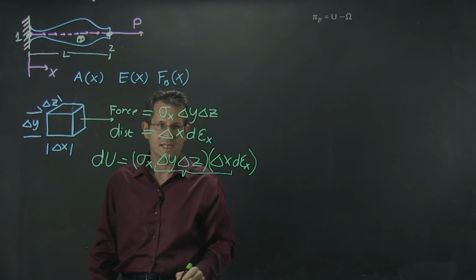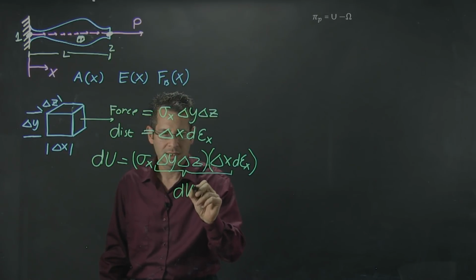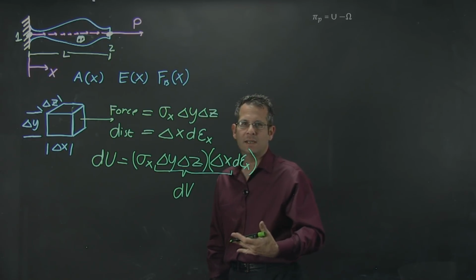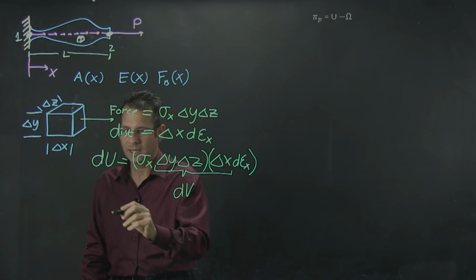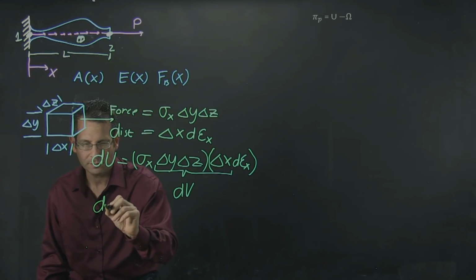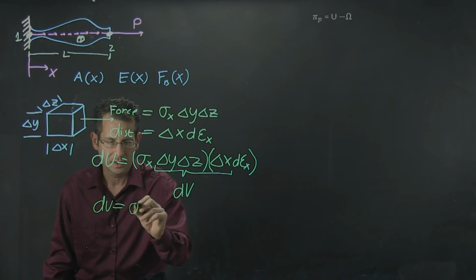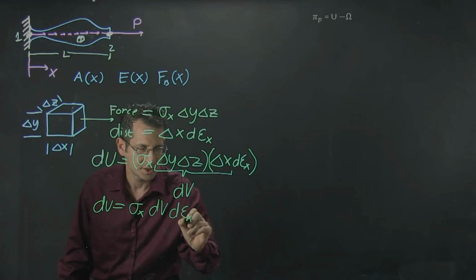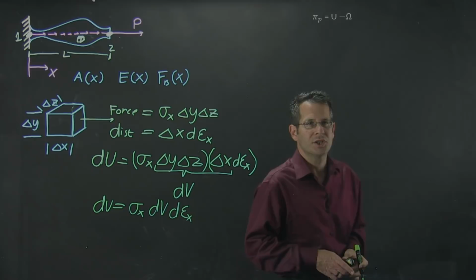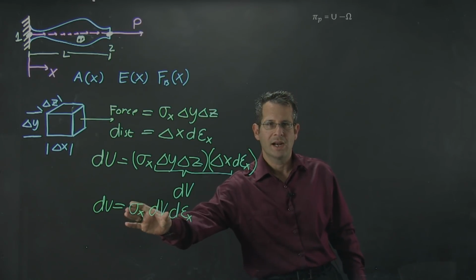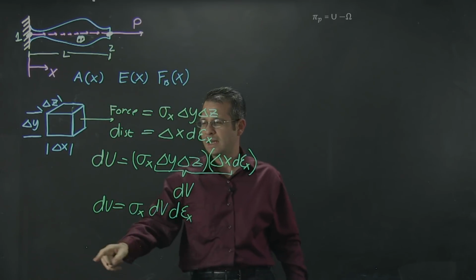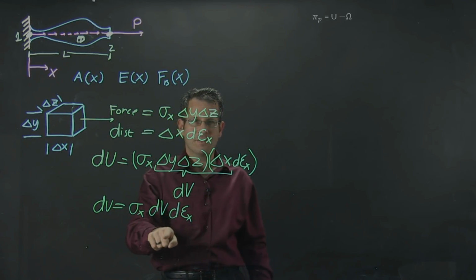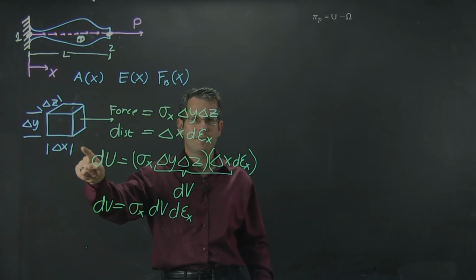You'll note that these values together here are simply dV. So dU is equal to my stress times dV times d strain. Now, if I want to find the total strain energy inside my entire bar element, I simply need to integrate this over the entire volume. And of course, I have to also integrate over the strain from here to here.